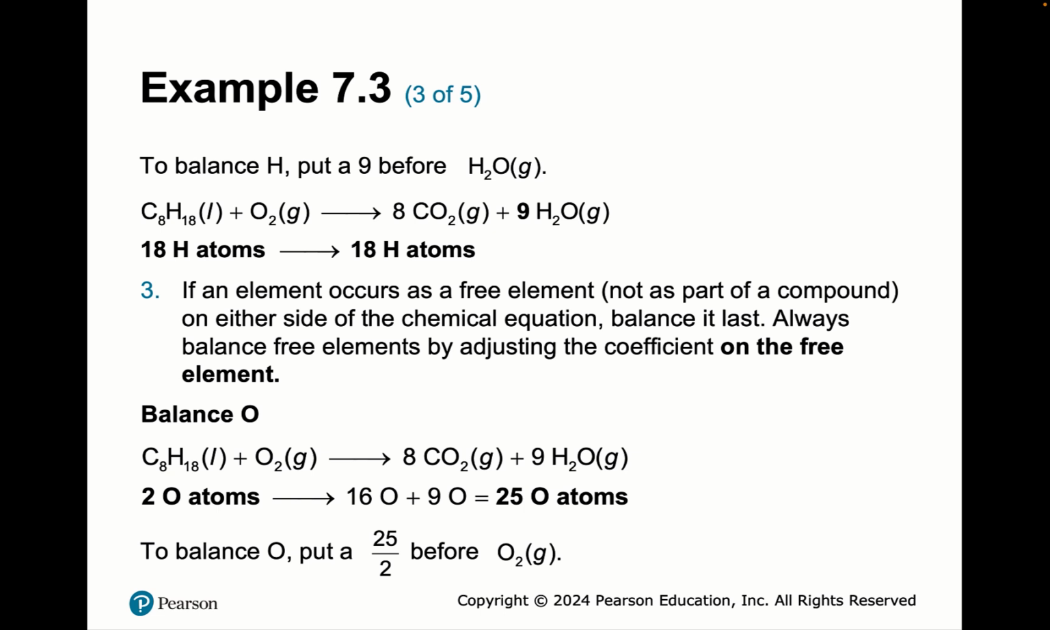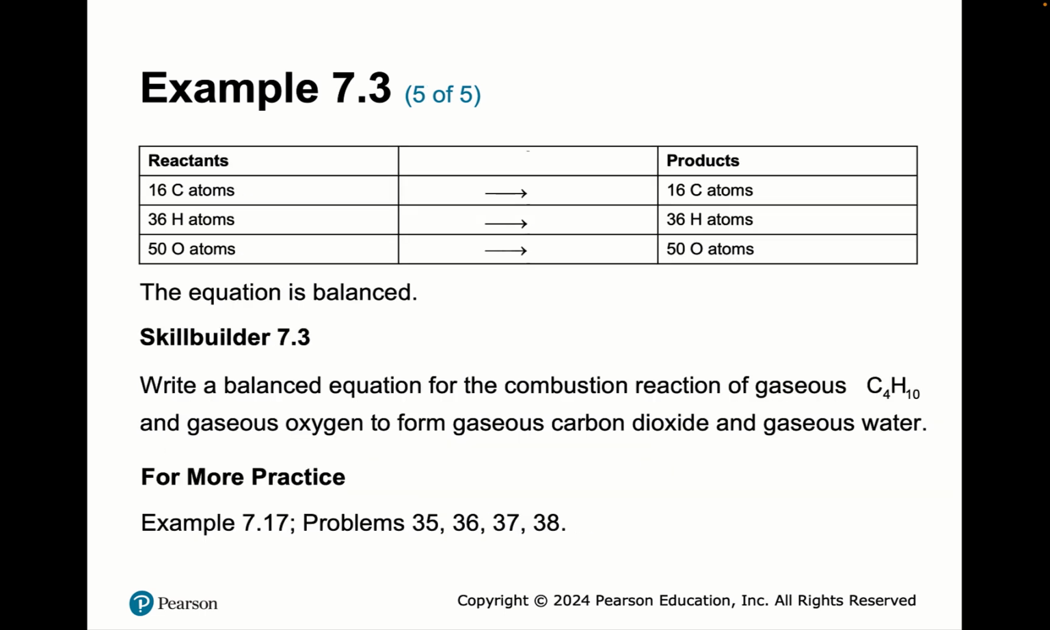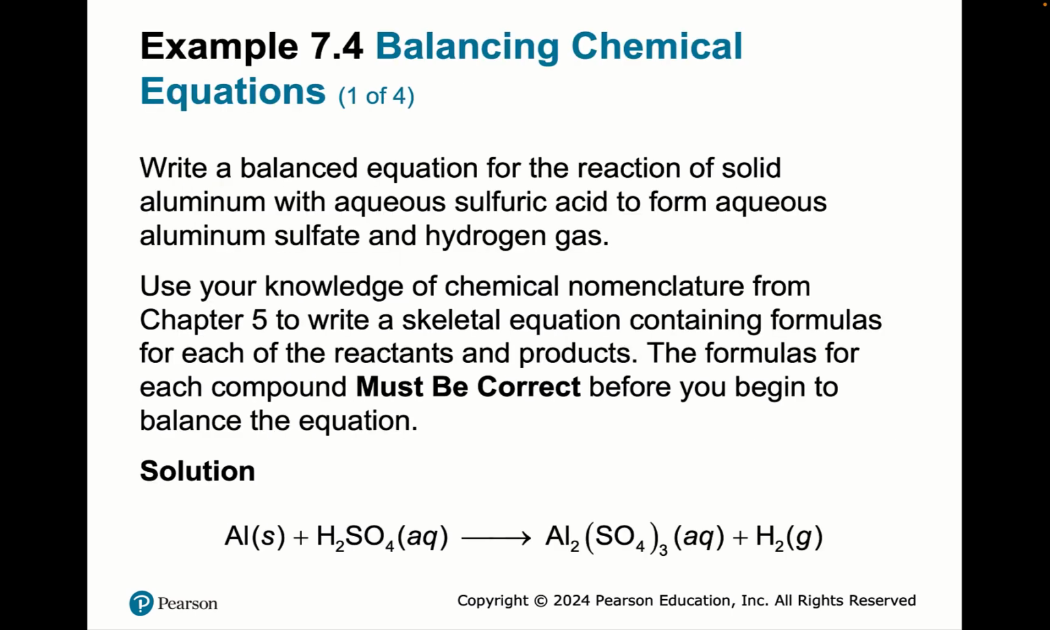Looking at the total number of oxygen atoms, there's 25 on the right, and then there's 2, so you need 25 halves before the oxygen. And of course, you can't have a half, so we have to multiply the entire equation by 2, and we get 2 octanes plus 25 oxygens make 16 carbon dioxides and 18 waters. So now that is totally balanced. Notice that each one of these is balanced. All the atoms are balanced on each side.